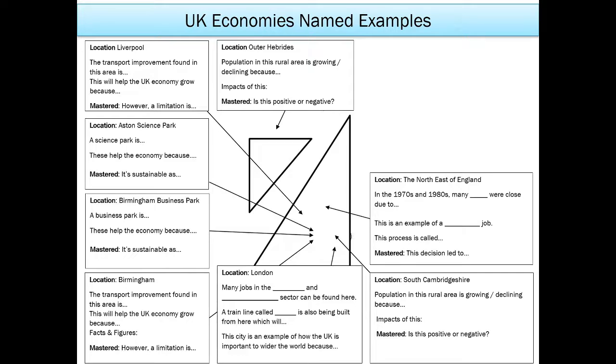You could link it to SEEP. So how is it a negative social impact? How is it a negative economic impact? Or how is it a negative environmental impact or even political? So any one of those, why is it a limitation?